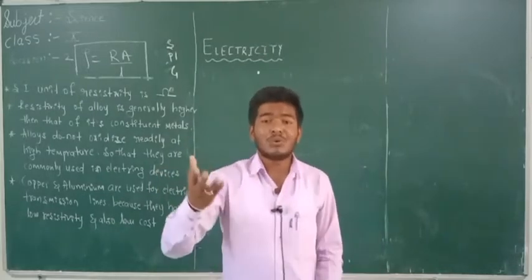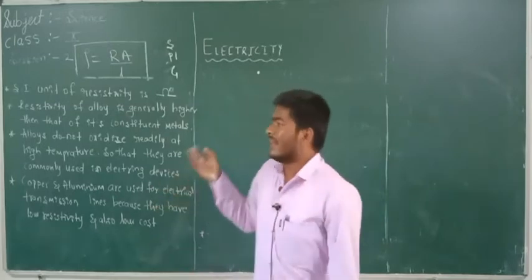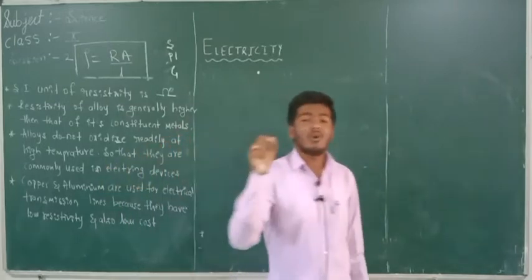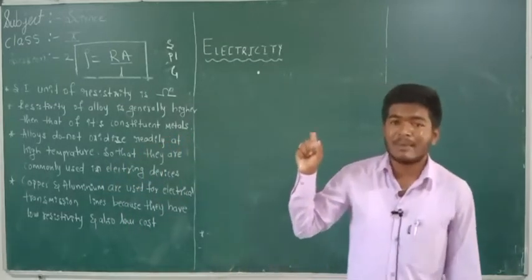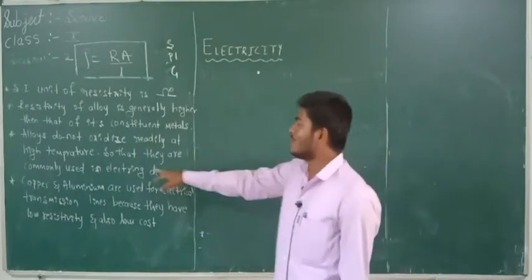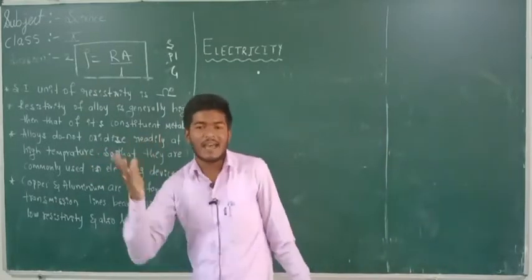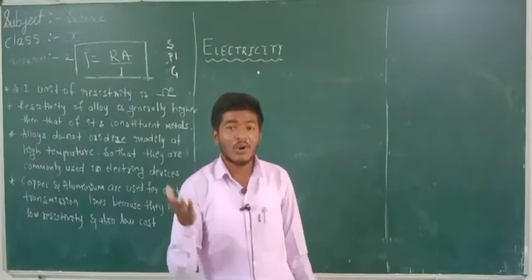It will be completely melted due to the high temperature. So in electrical heating devices, they are not going to use pure metallic conductors, they are going to use alloys, because alloys have high resistivity and also high melting point.